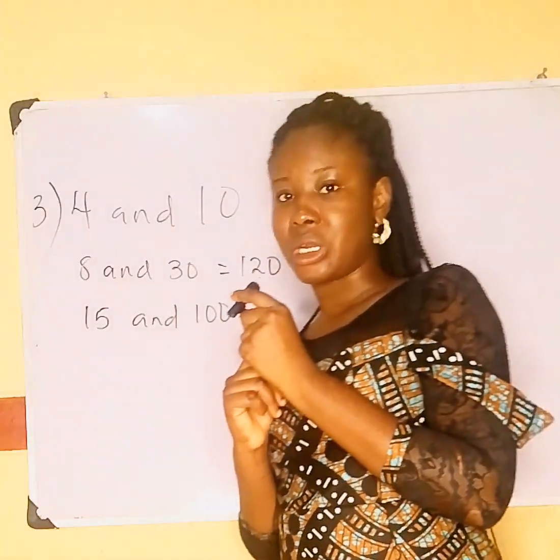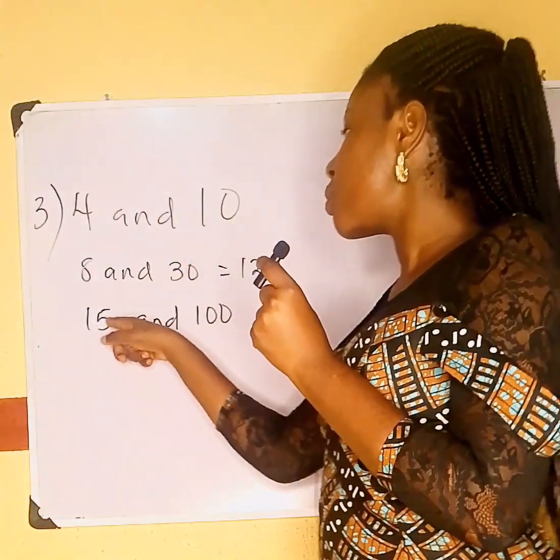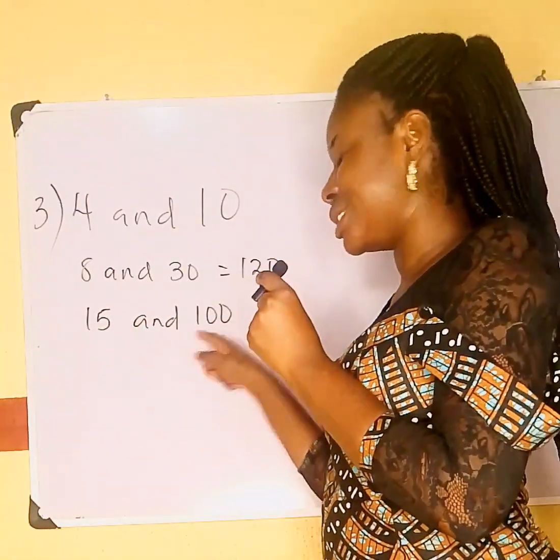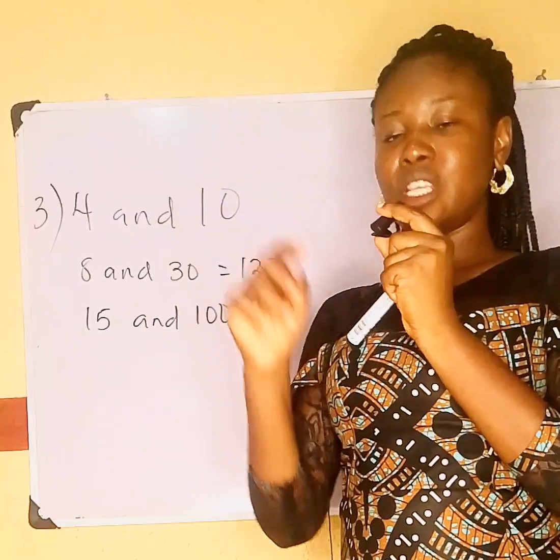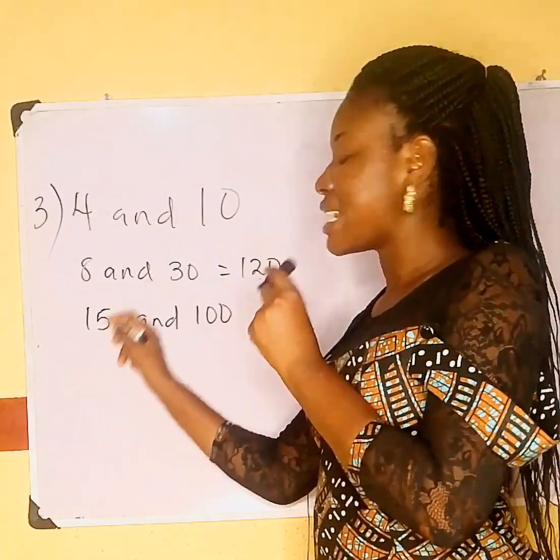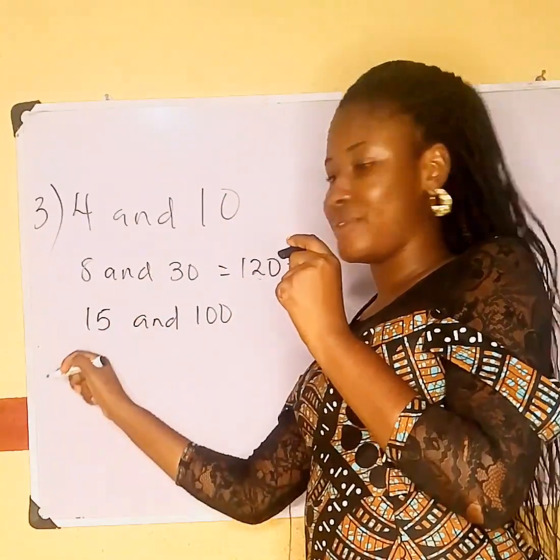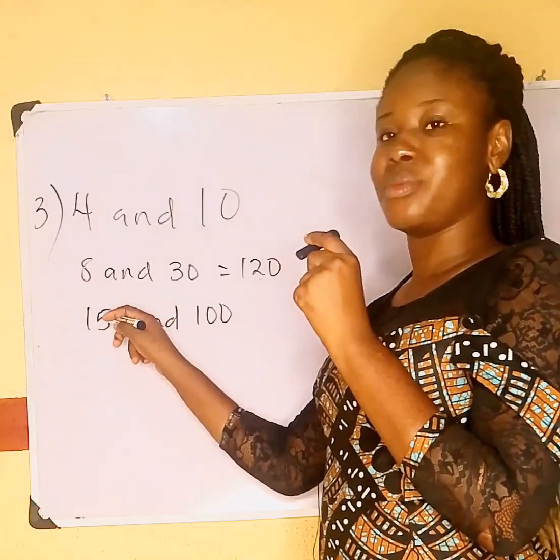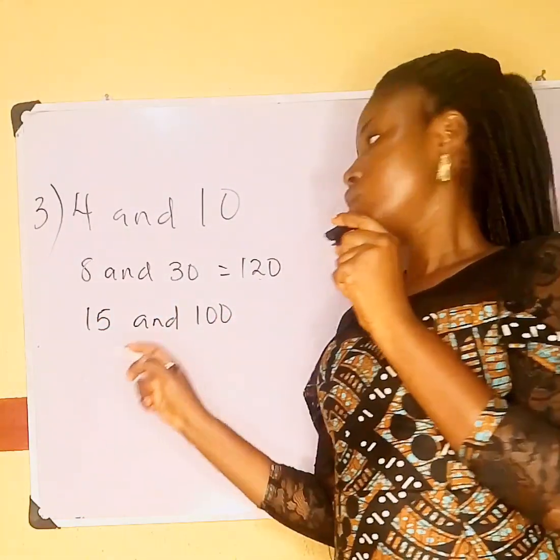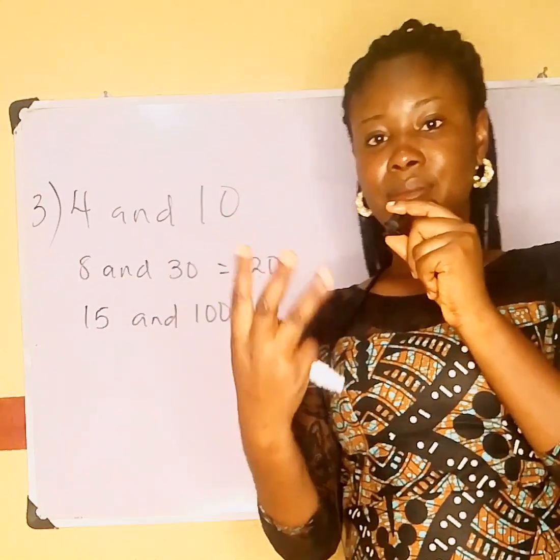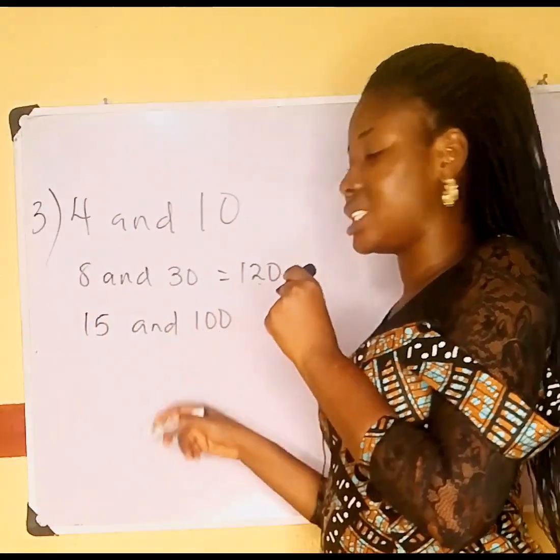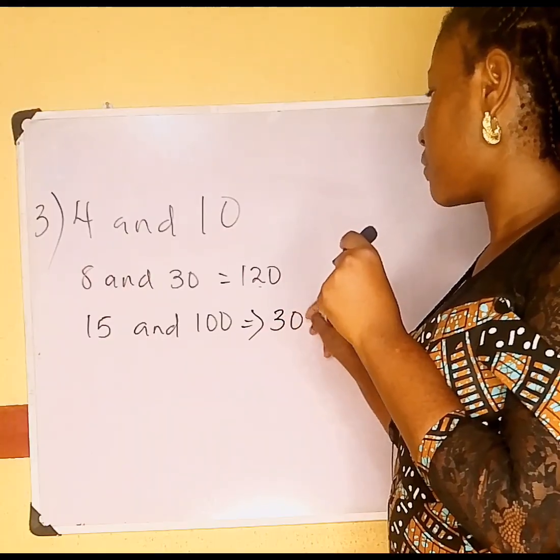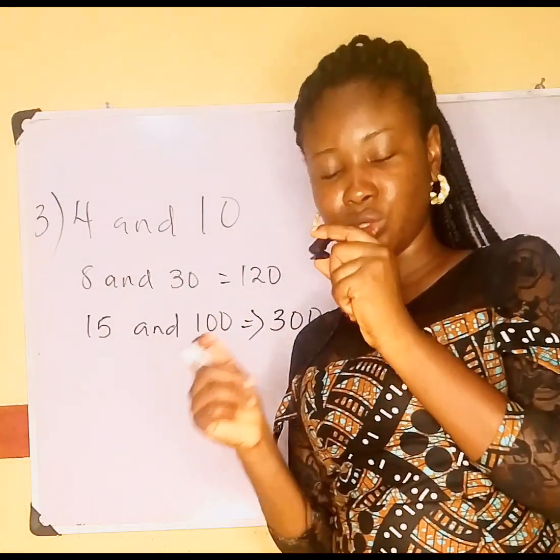Another example is 15 and 100. 15 cannot divide 100 without remainder. But there is a common factor. There is a number that can divide 15 and also divide 100. What is that number? 5. So what you do is use that 5 to divide the 15. Use the 5, that answer that is remaining, multiply with 100. So if I divide 15 by 5, that's 3. 3 times 100 is 300. That means the LCM of 15 and 100 is 300.